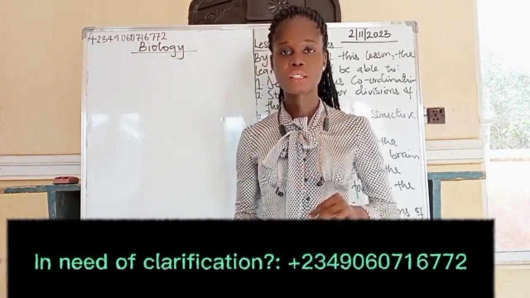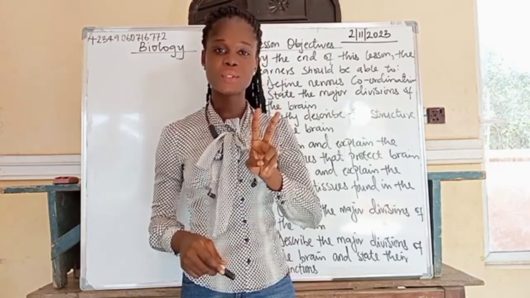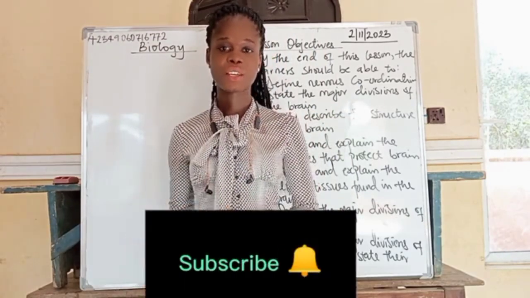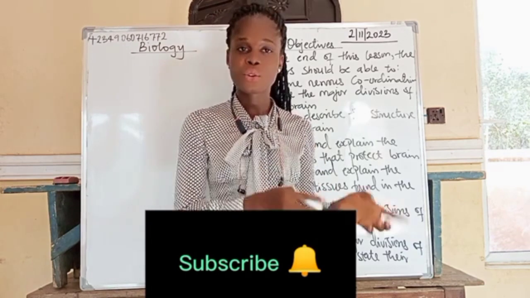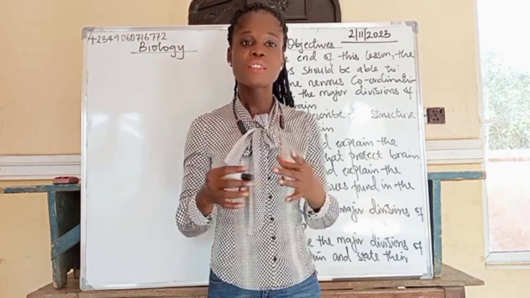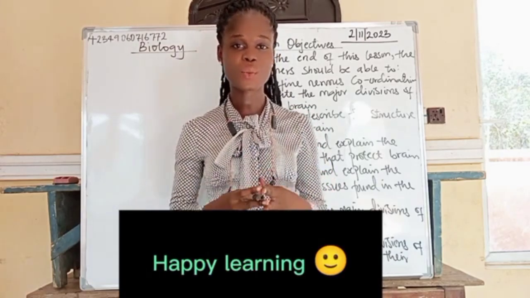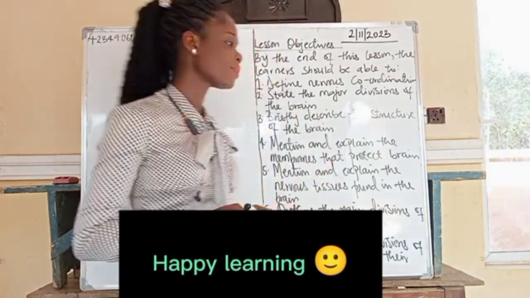In all vertebrates, coordination is brought about by two systems: the endocrine system and the nervous system. The endocrine system brings about endocrine coordination, while the nervous system brings about nervous coordination. And this leads us to the topic we have today, which is nervous coordination.